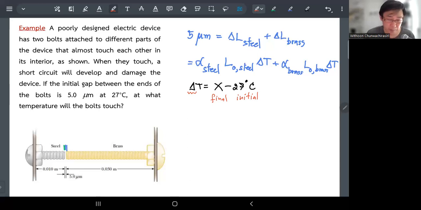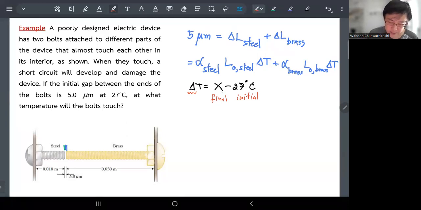So the key point is you need to take the final minus initial all the time, because otherwise you are going to end up with the opposite sign. And you will see later when we do thermodynamics, sign is super important. Positive and negative will mean opposite things. All right, so this is just a short note for now.